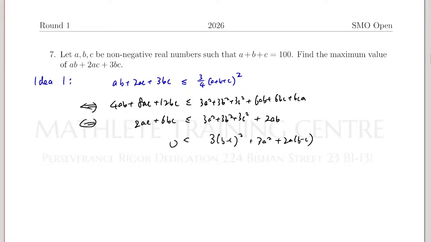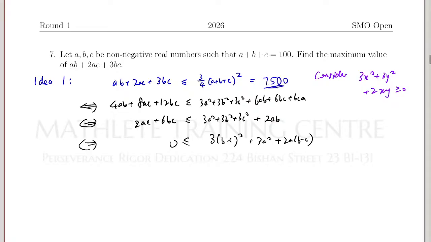So if I consider, for example, a general quadratic expression 3x squared plus 3y squared plus 2xy, I think it's very easy to see that this is always at least 0. Right? Okay, so therefore this is true. But what that gives you is that this is at most the value of 3 over 4 times 100 squared, which is equal to 7,500.